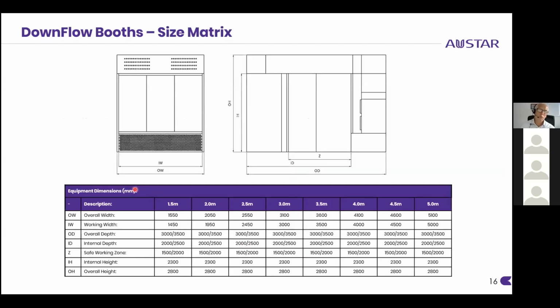So downflow booths come in various sizes, right from 1.5 meters wide, that's the distance from there to there, up to 5 meters and beyond. So they can be designed specifically to have your process fully contained inside this area, which allows operator protection, and it also stops cross-contamination, because any of the dust generated within this area is exhausted into the filtration system, removed from the airstream, and delivered back as clean air.